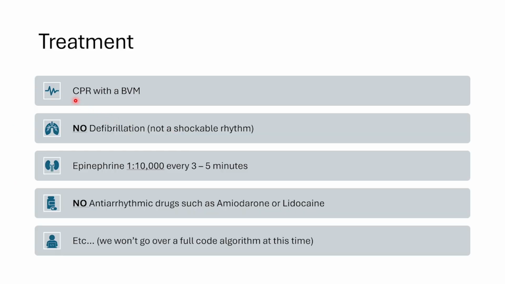So for some treatment, you want to do CPR with a BVM. It's no defibrillation because it's also not a shockable rhythm. You can treat this with epinephrine 1 to 10,000 every 3 to 5 minutes. You cannot administer an antiarrhythmic drug such as amiodarone or lidocaine. We're not going to go over a full code here.